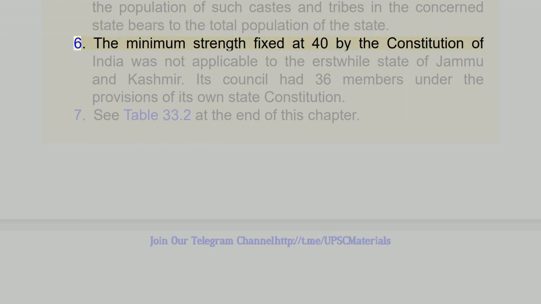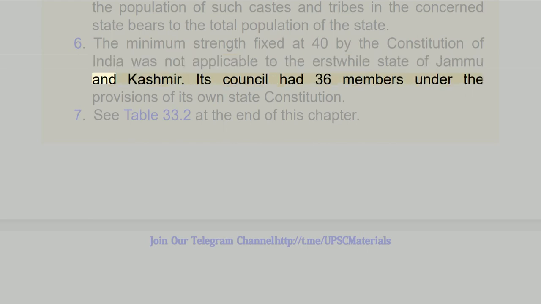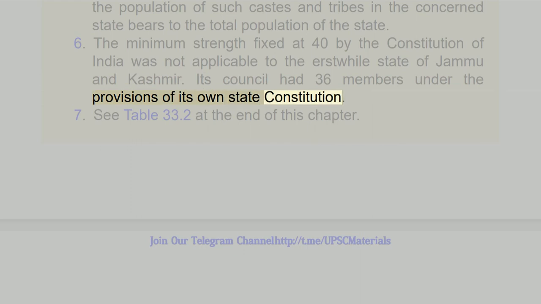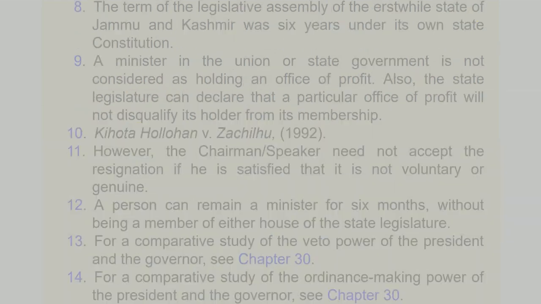6. The minimum strength fixed at 40 by the Constitution of India was not applicable to the erstwhile state of Jammu and Kashmir. Its council had 36 members under the provisions of its own state constitution. 7. See Table 33.2 at the end of this chapter. 8. The term of the Legislative Assembly of the erstwhile state of Jammu and Kashmir was 6 years under its own state constitution.